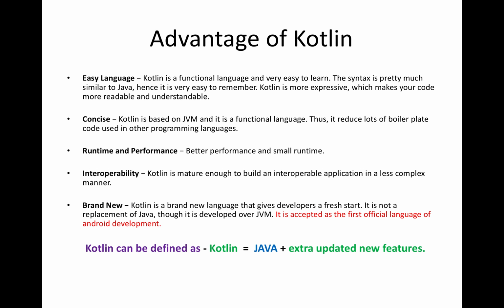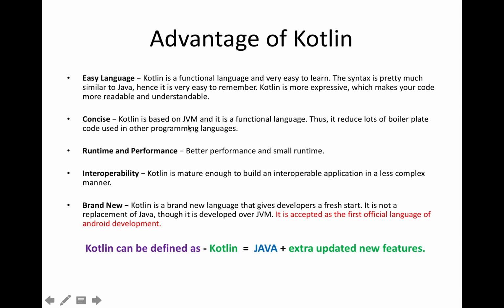So what are the advantages of Kotlin? Actually, it is an easy language. Kotlin is a functional language and very easy to learn. The syntax is pretty similar to Java, hence very easy to remember. Kotlin is more expressive, which makes user code readable and understandable.